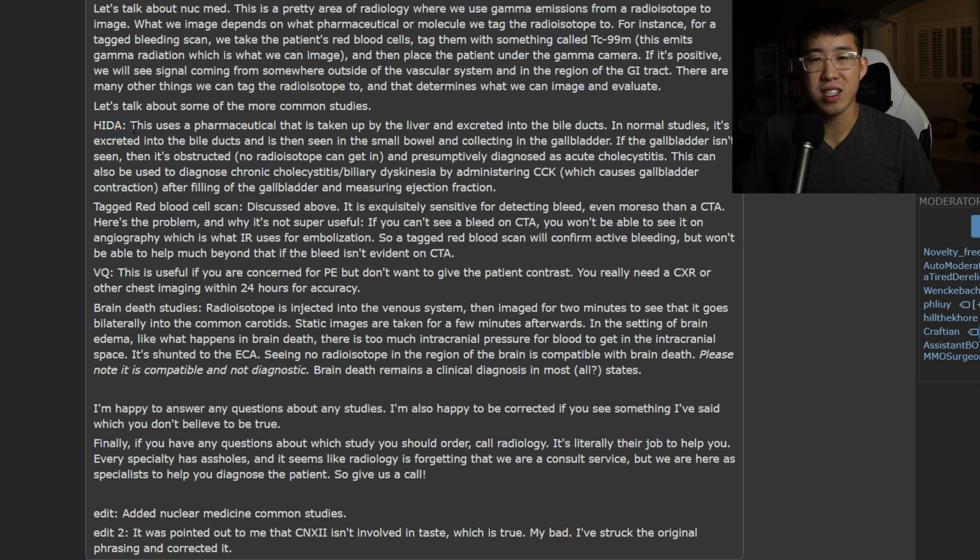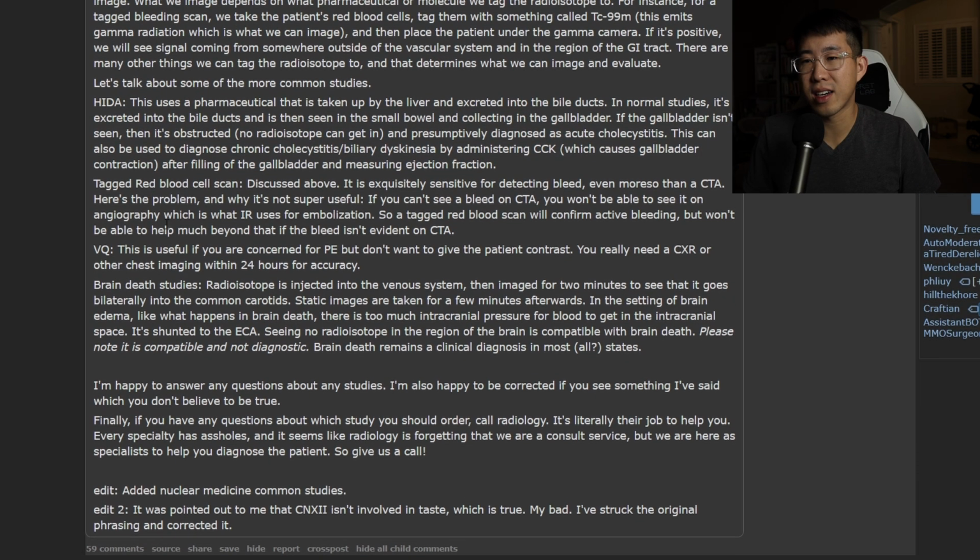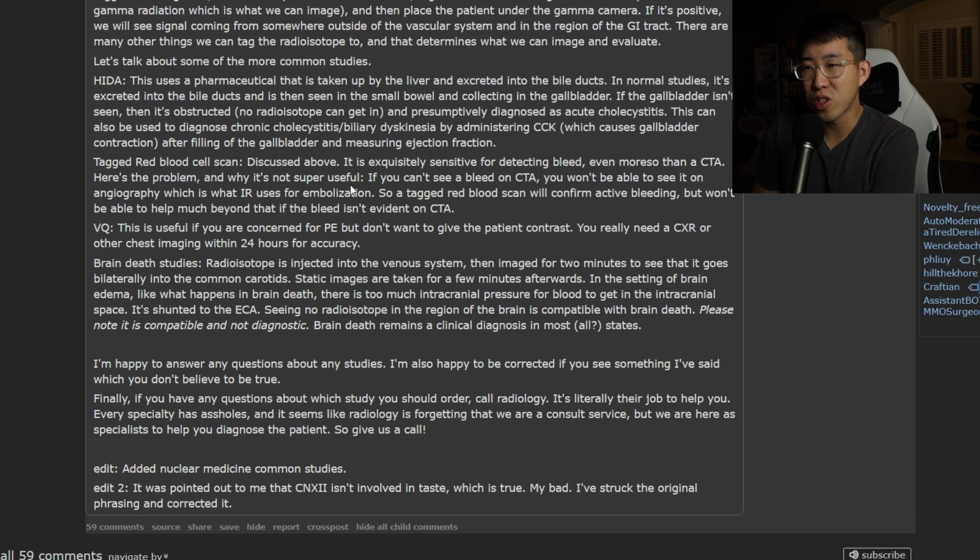So HIDA scan, this is what we use to assess the biliary tract and to see if there's any cholecystitis going on, or tagged red blood cell scan, again, used for bleeding. It's not super useful because if you can't see a bleed on CT angio, you won't be able to see it on angiography, which is what IR uses for embolization. So a tagged RBC scan will confirm active bleeding, but won't be able to help much beyond that if the bleed isn't evident on CTA.